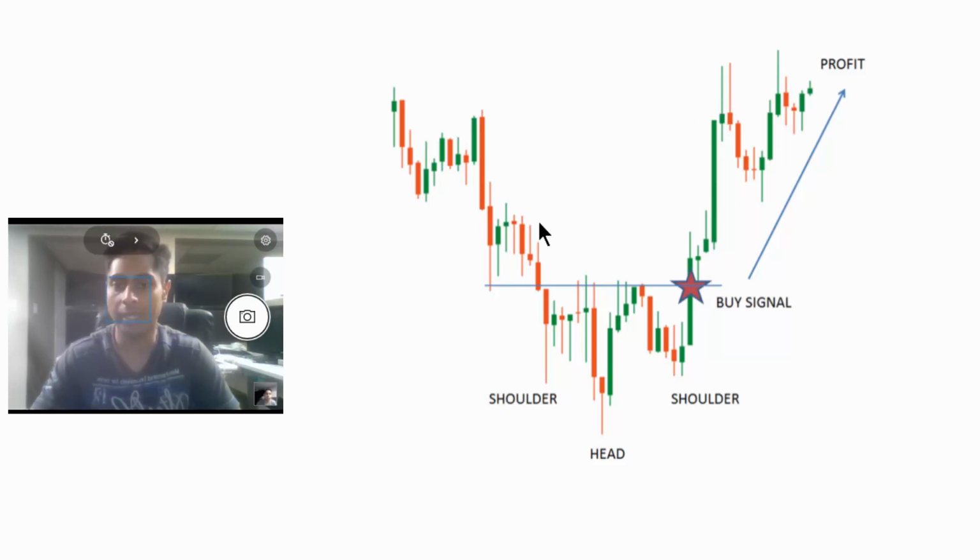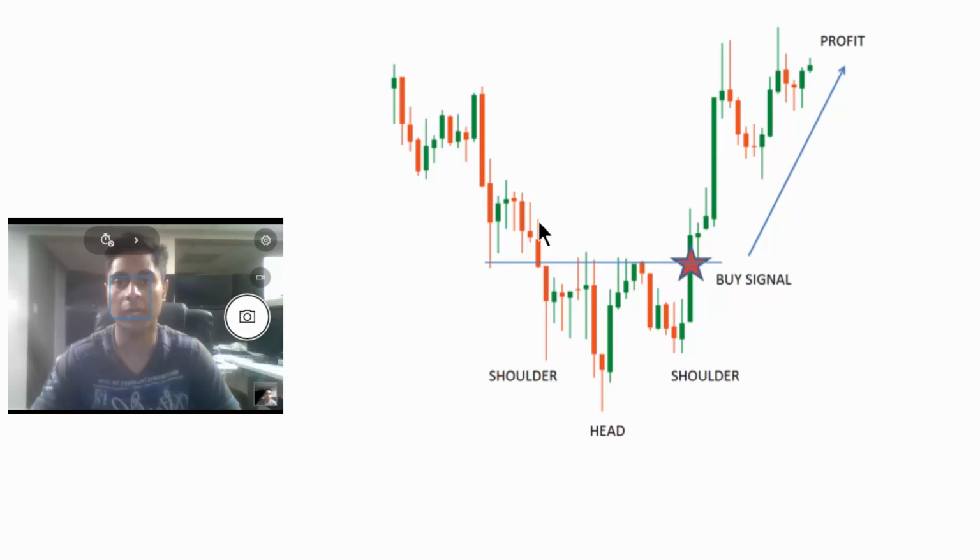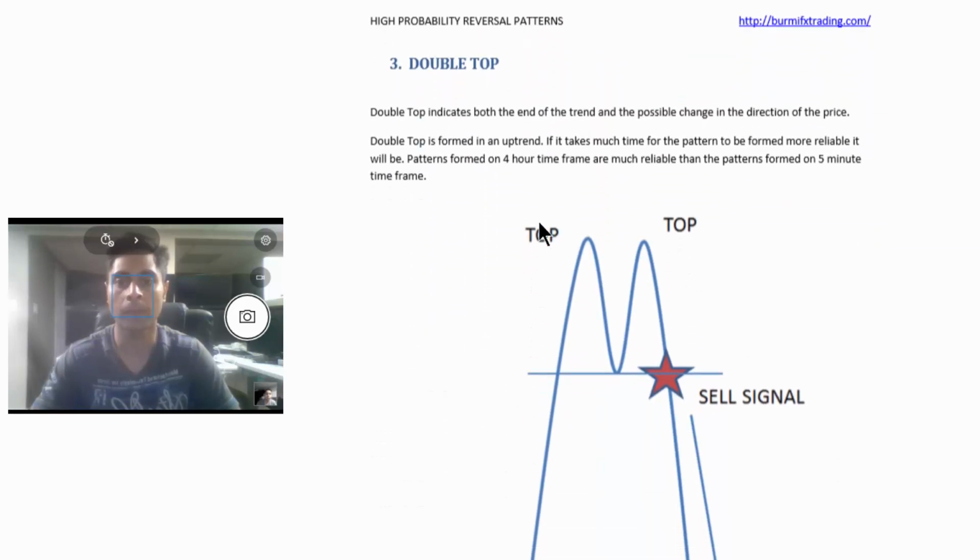Okay, and then rule number three is your risk. You must control your risk, and you should not risk more than 0.5% on a single trade. It doesn't matter which Forex reversal pattern you are trading. So let's look at the next Forex reversal pattern.